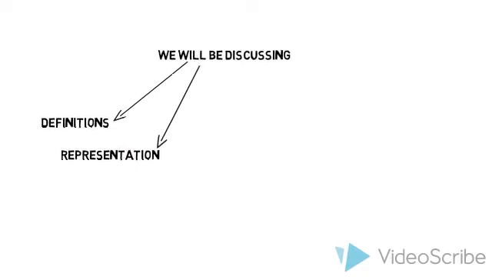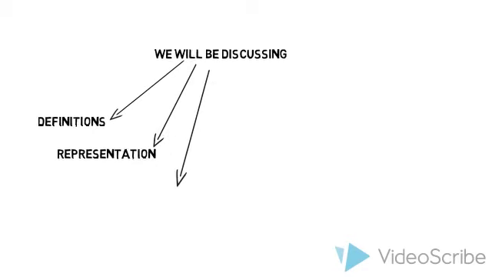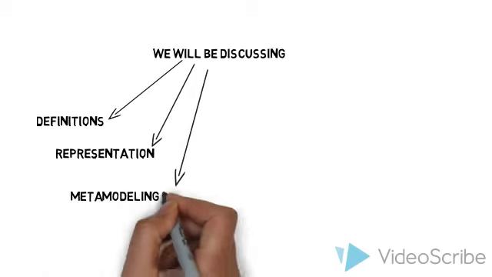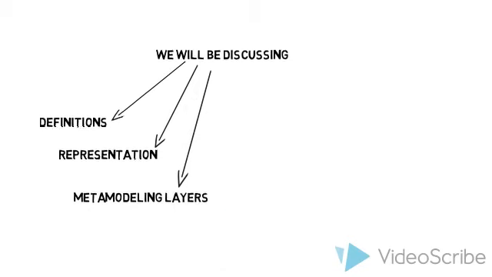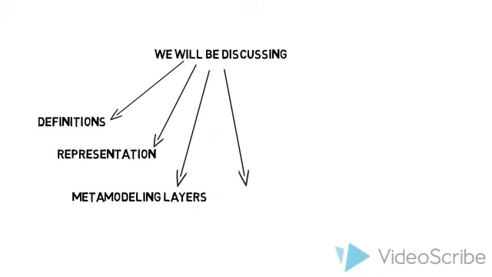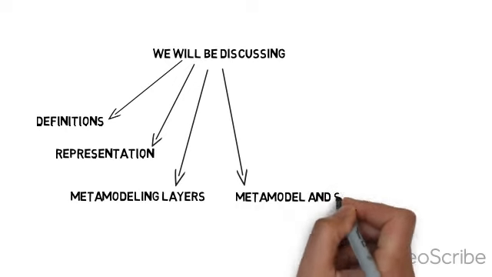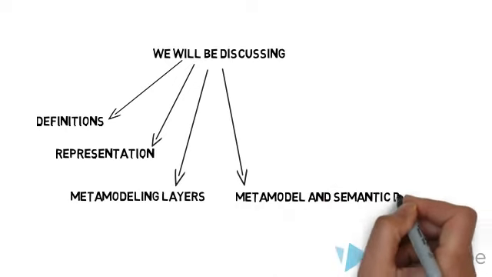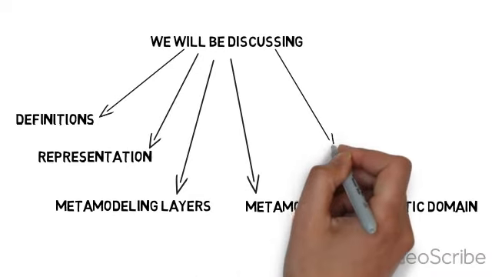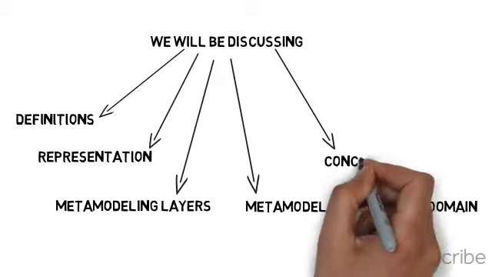Then I will discuss the representation and conformance. In the third part, I will discuss the four meta modeling layers with some examples. In the fourth part, I will discuss meta modeling and semantic domain in real life. And in the last part, we will conclude what we have learned in the whole video.